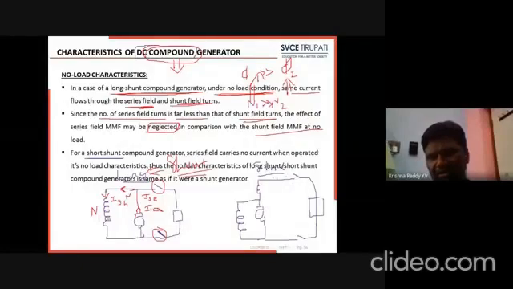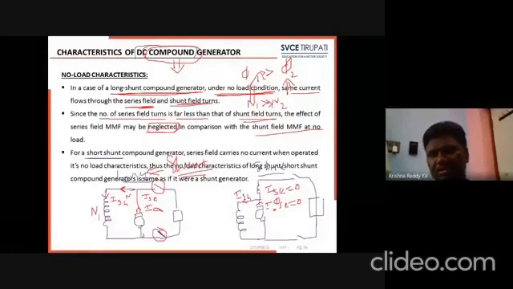When you come to the short shunt compound generator, before applying the load, the current flowing in the series field winding is 0. I_sc is 0. The flux produced by the series field winding is also 0. Now the current produced by the armature directly flows through the shunt field winding. This is also similar to the shunt field winding.